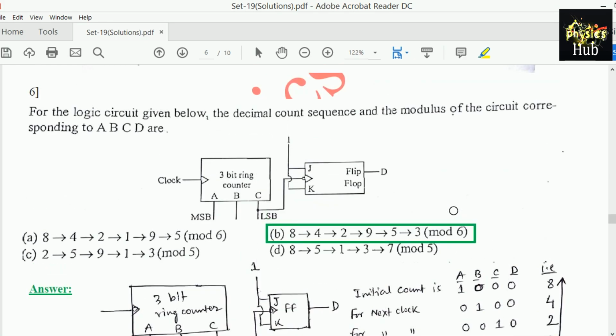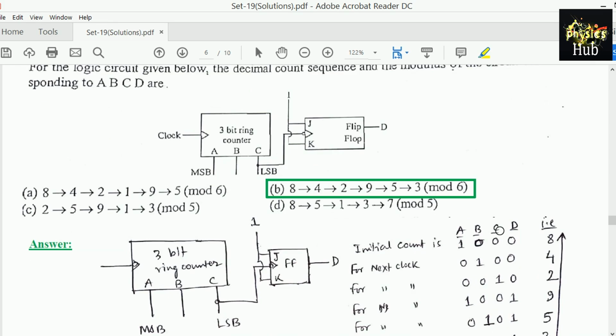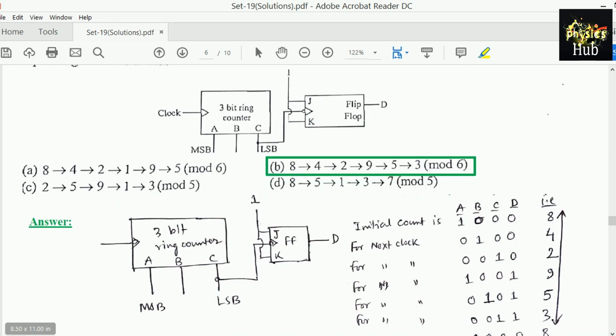Question number 6. For the logic circuit given below, the decimal count sequence and the modulus of the circuit corresponding to A, B, C, D are? For this problem, as you can see in the diagram A, B, C, D, this is the most significant bit, this is the least significant bit, and J, K are given 1. So it's in toggle mode. If you give 0 at the clock, it will not change the state of the flip-flop, and if you give 1, it will change the state of the flip-flop.